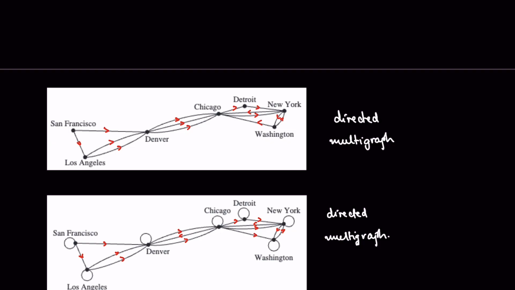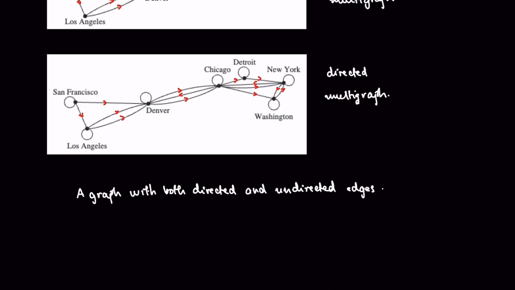Which is slightly different from the case of undirected. For undirected graphs, you have multigraph and you have pseudograph, but for the directed graph, you have only directed multigraph. And there's another type of graph, called the mixed graph, where a graph with both directed and undirected edges presented in the graph. So a graph with both directed and undirected edges is defined to be a mixed graph.